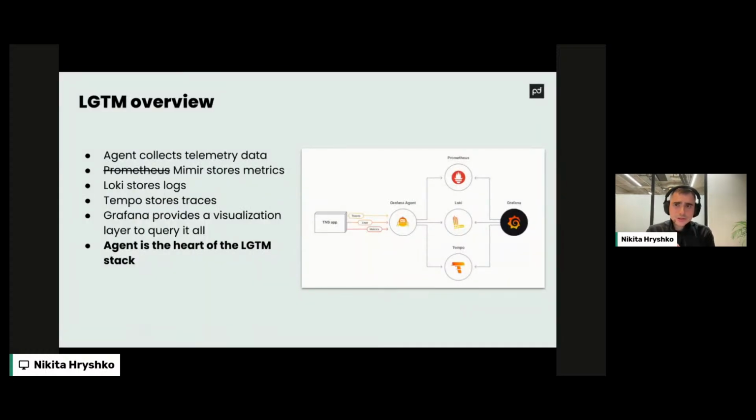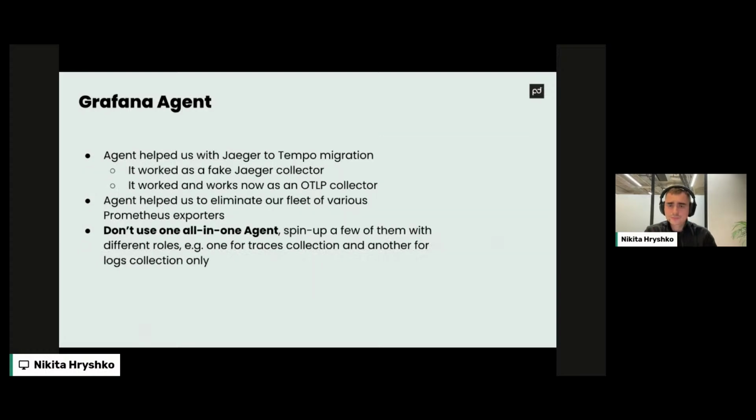What you see on your screens is a high-level overview of the LGTM stack with its key components, and everything is quite simple. Agent collects telemetry data from various parts of the application, Mimir stores metrics, Loki stores logs, Tempo stores traces, and Grafana itself provides a visualization layer to query it all. But here I want to point your attention to the agent part, because the agent is, in my opinion, the heart of the LGTM stack, and it can help you in various scenarios.